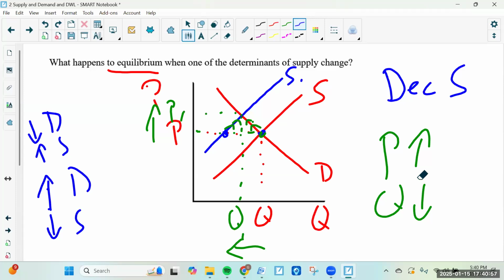The reason why is they didn't really understand what they were drawing. They were doing okay on the multiple choice, but they didn't understand what they were drawing. These graphs are telling you a story, and drawing them correctly to tell that story is very, very important. So go in and practice all of these: increase demand, decrease demand, increase supply, decrease supply.